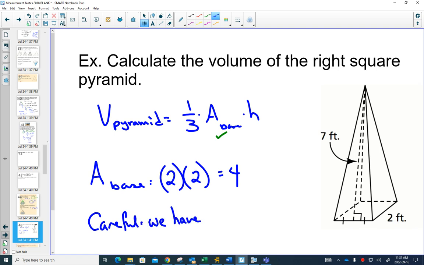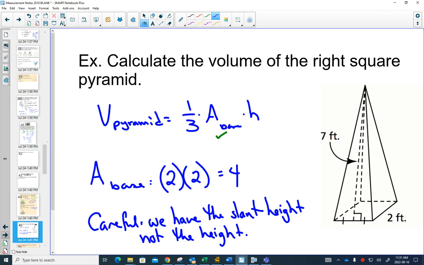We have the slant height, not the height. This is what we want, right to the middle, H. This is what they've given us as 7. The green one they gave us is 7. We want the blue one, which is the height from the center down to the middle. We want the solid blue line.